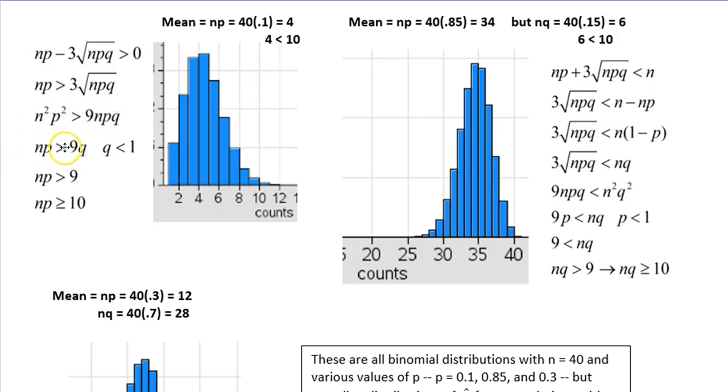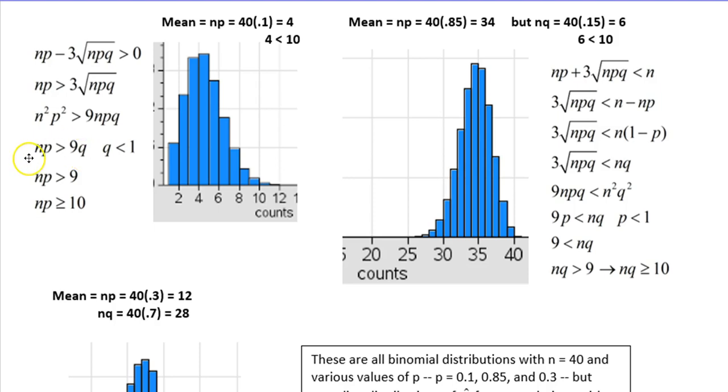We get np is greater than 9q. Well, what is q? q and p are both probabilities. Probabilities are always between 0 and 1, so we know that q has to be less than 1. It could be equal to 1, perhaps, but it's not going to be any bigger than 1. So we know that the number 9q is less than 9.